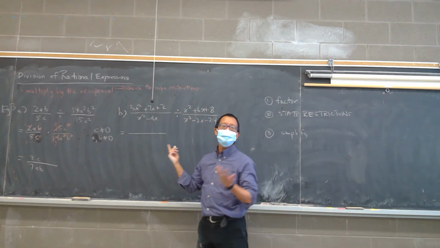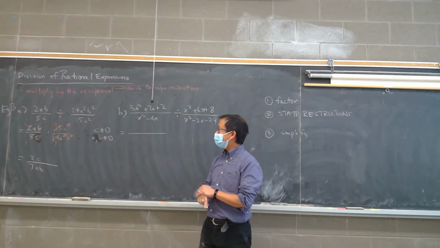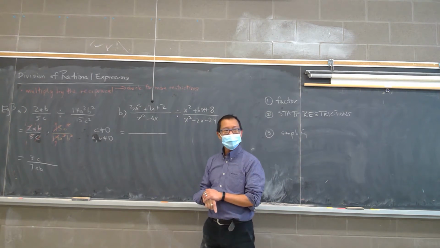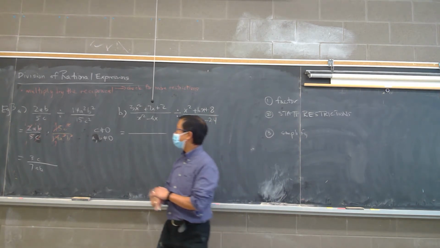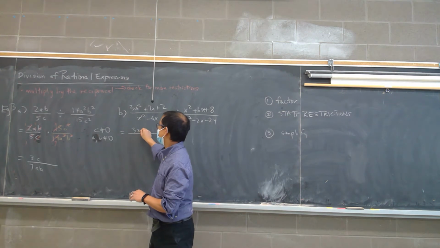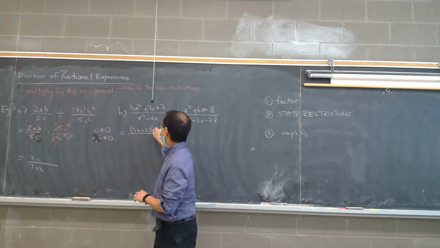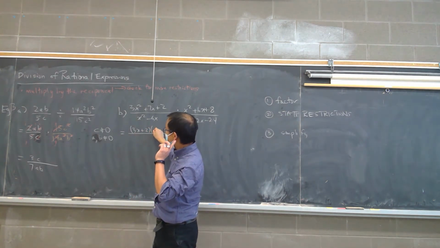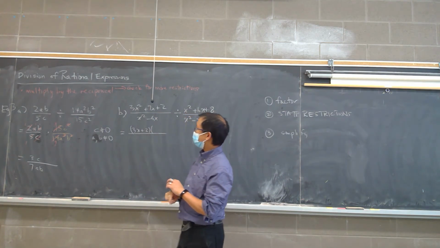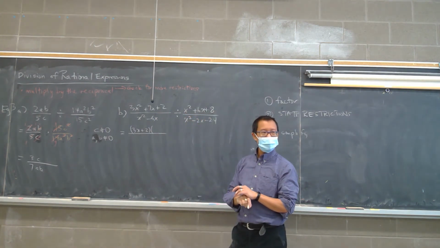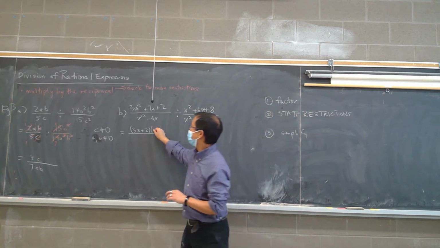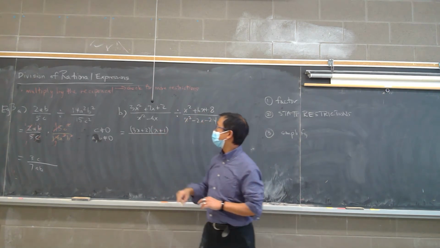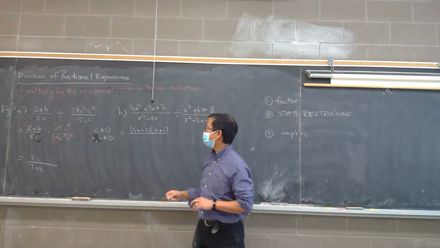Any volunteer want to help me out with the first one? That 3x squared plus 7x plus 2 looks scary. Sure. 3x plus 2 and then x plus 3. And x plus what? 3. x plus 3. x plus 1? Oh wait, yeah, because 2 times 1 has to be 2.